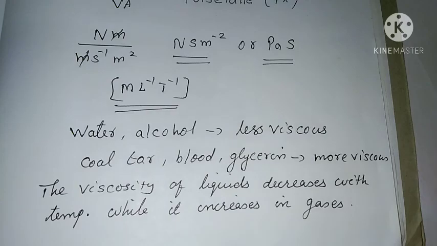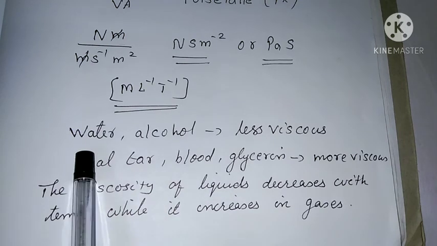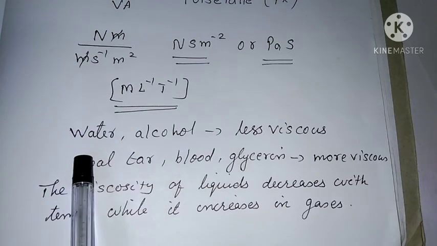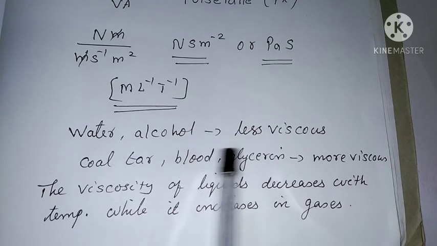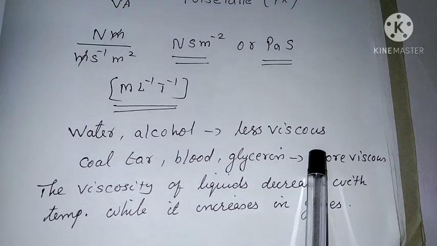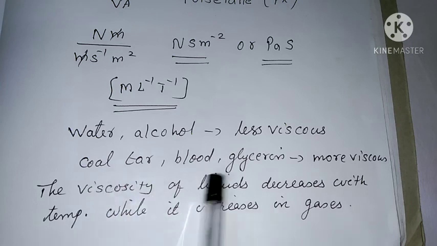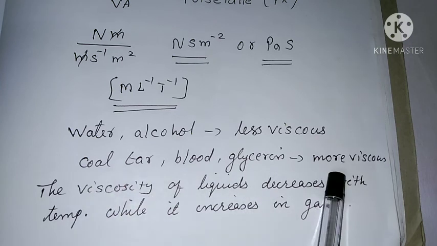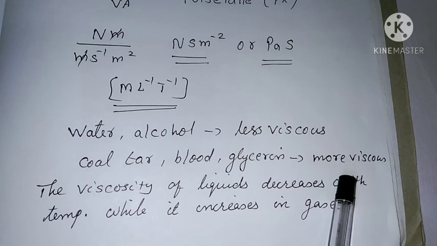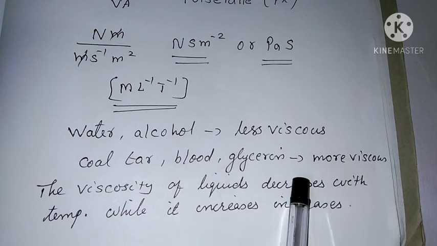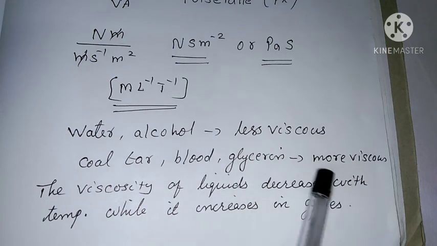Okay. Some other points about this viscosity. Some liquids, that is the thin liquids like water, alcohol, they are the less viscous liquids. But some thick liquids, coal tar, blood, glycerin, they are more viscous. Okay. So, likewise, we can classify the liquids into less viscous liquids and more viscous liquids, etc.